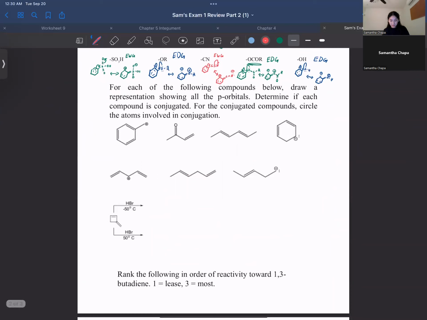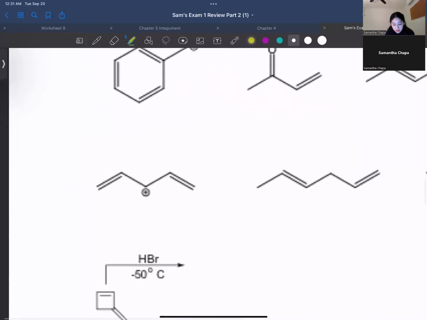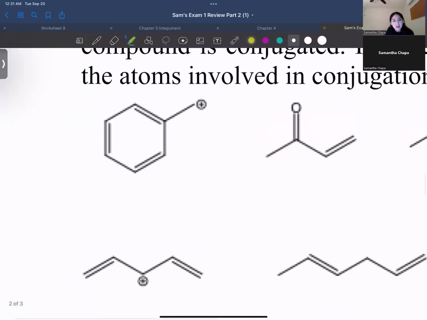This next one. For each of the following compounds below, draw a representation showing all of the p orbitals. Determine if each compound is conjugated. For the conjugated compounds, circle the atoms involved in conjugation. So there was a lot of instructions there. All I'm going to do is highlight my sp2 atoms, and then I'm going to label under it if it's conjugated or not. So here we have an sp2, sp2, sp2, sp2, sp2, sp2, sp2.